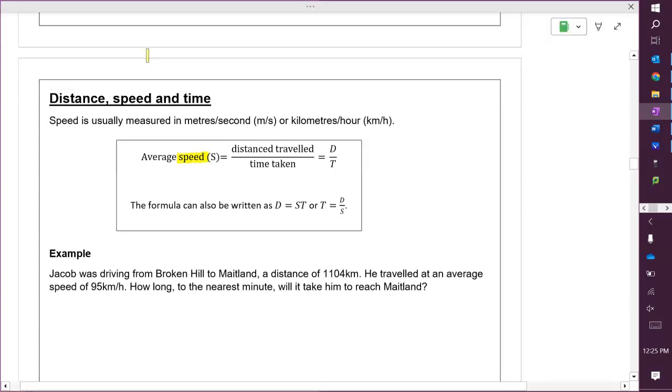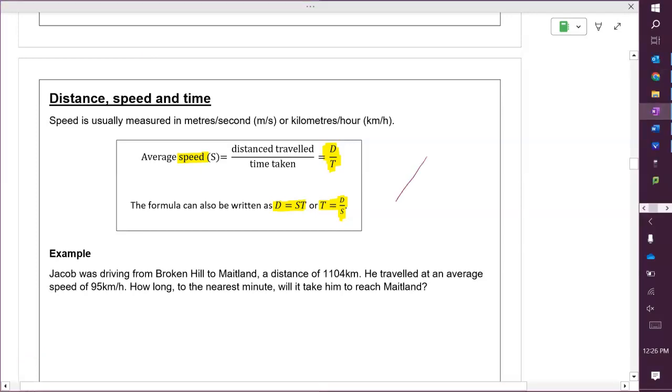to find our average speed, it is our distance over time. So the distance travelled over the time it's taken. Okay, or you can go, if we want to find the distance travelled, it is speed multiplied by time, or to find the time, it is our distance over our speed.